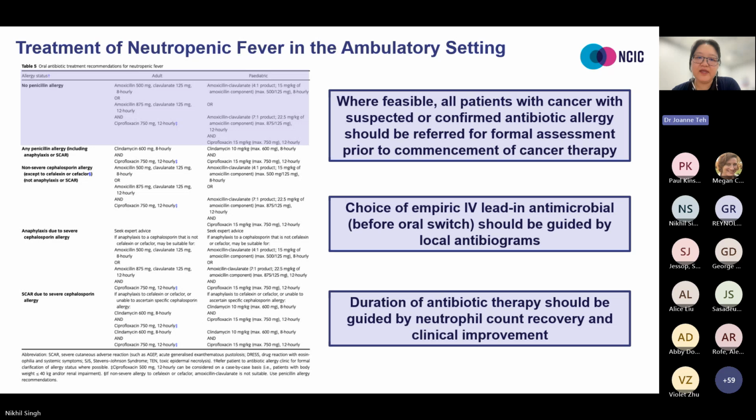Where feasible, we've also made a strong recommendation that all patients with cancer with suspected or confirmed antibiotic allergies should be referred for formal assessment, ideally before starting cancer therapy, but we realize that this isn't always possible. Another key feature of this particular section was to allow for adaptability and flexibility. The choice of empiric IV lead-in antimicrobial therapy before oral switch was not dictated and should be guided by local antibiograms. And lastly, the duration of antibiotic therapy should also be guided by individual patients and by their neutrophil count recovery and clinical improvement.